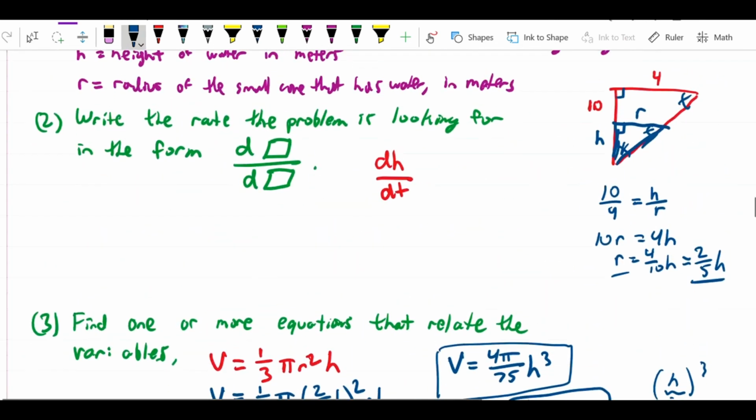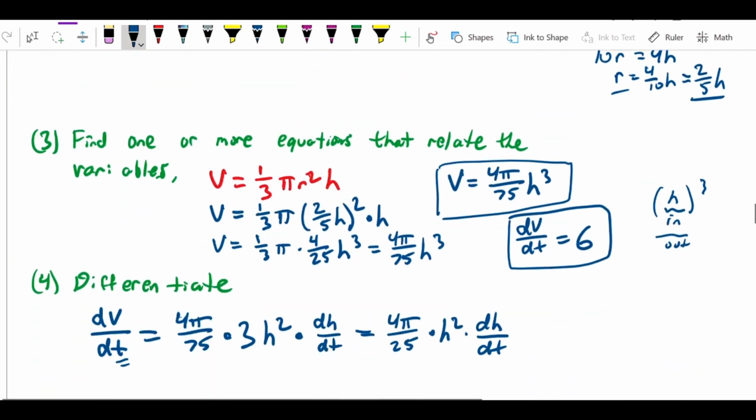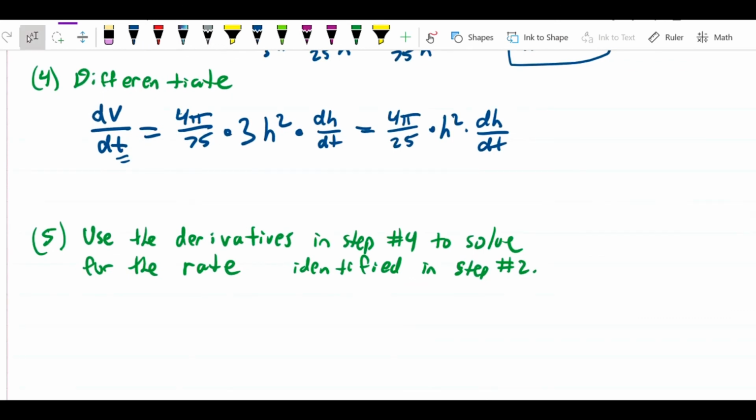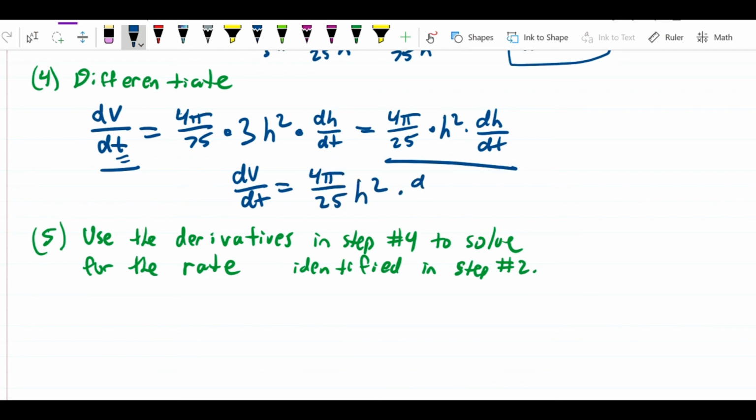Okay, so now I want to use the derivative in step 4 to solve the problem. Recall that what I'm being asked for in the problem is the rate at which the height of the water is changing. In other words, dh over dt. So since this is the equation that I have, dV over dt equals 4 pi over 25 h squared dh over dt, I can solve for dh over dt just by dividing both sides of the equation by that quantity. So it looks like I've got a reciprocal there.